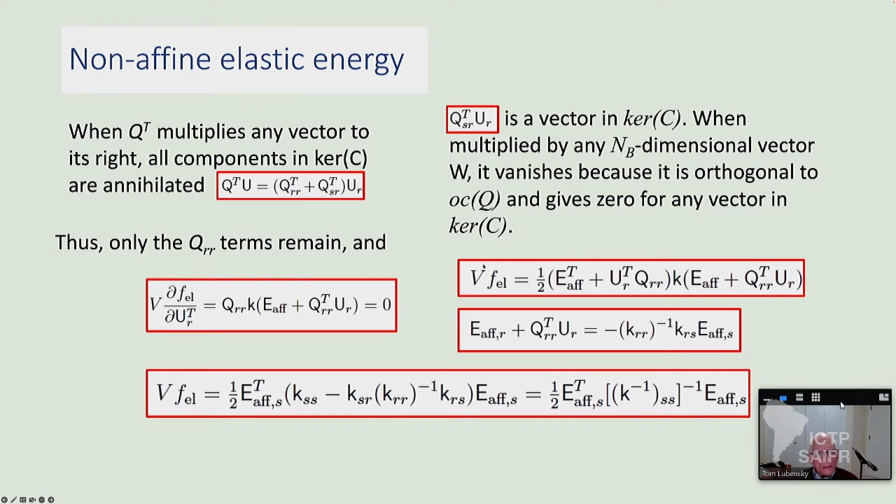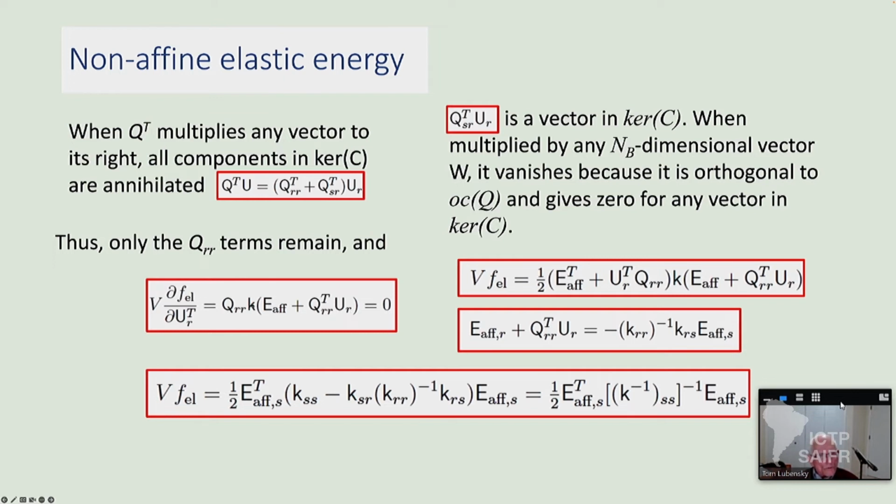So the net result is that when I look at the energy, the elastic energy, which had an E affine, it breaks up into a part QTURR. So we lost everything except the RR part of this and the TT part. And then I can minimize over the UT that's left, and we get that, assuming the QRR is invertible. So we get QRRK times E affine plus this additional part is equal to 0.